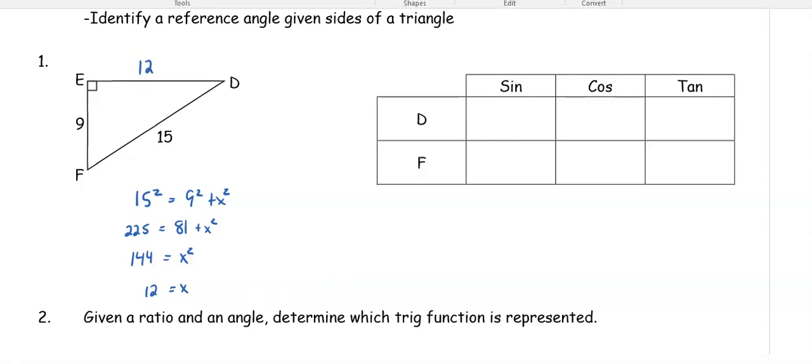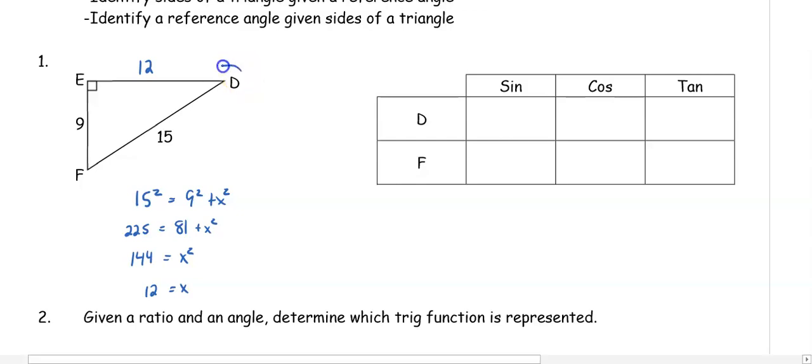So first, we're going to look at using the reference angle of D. So if I use D as my reference angle, I can label my opposite, my hypotenuse, and my adjacent side. So your sine is opposite over hypotenuse. So the opposite side is 9, the hypotenuse is 15. Now, today we can also reduce those fractions. So we are going to reduce this to 3/5.